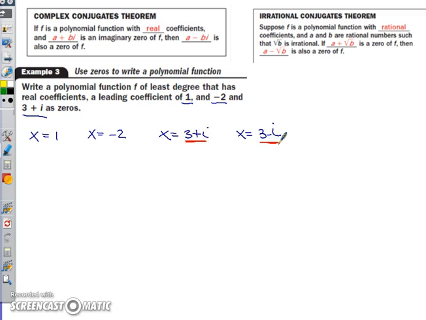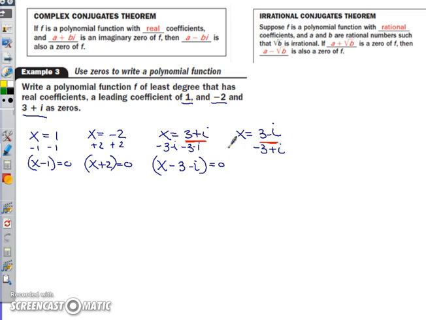So we're probably going to have a degree of 4 solutions, degree of 4. But here's how you set it up to solve it, right? So minus 1, x minus 1 equals 0. Add 2, x plus 2 equals 0. Minus 3 minus i, so this is going to look like x minus 3 minus i equals 0. This is going to say minus 3 plus i, so x minus 3 plus i equals 0.